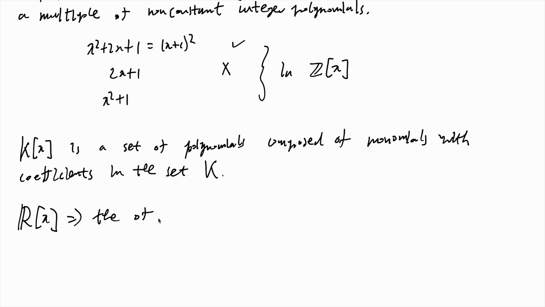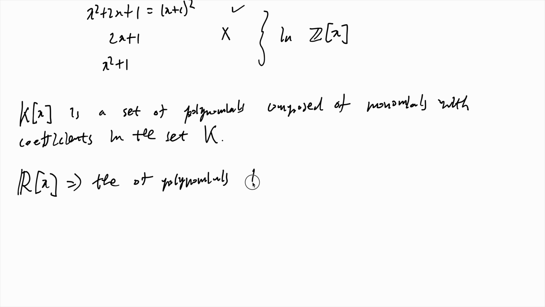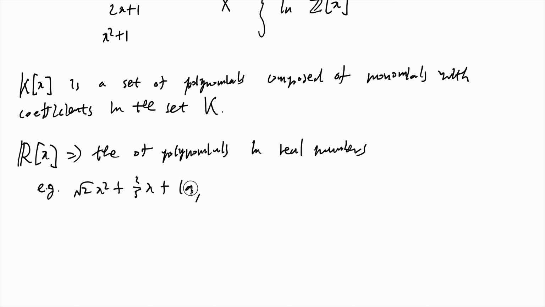So this represents the set of polynomials over the set of real numbers. Sorry, the examples would be like, what are some real numbers, like square root of 2 x squared plus 2 over 5 x plus 19. This is an example. Also we could do pi, which is a real number. These are all good examples, I think.